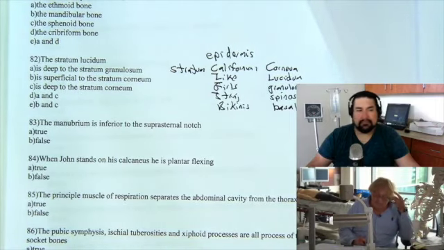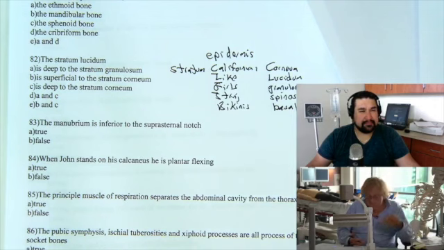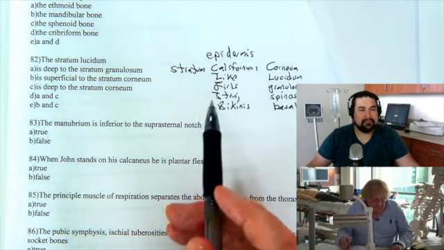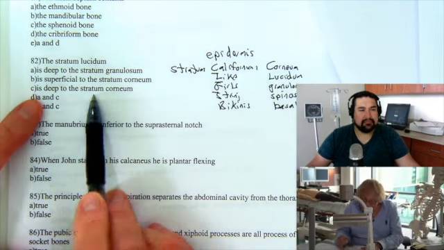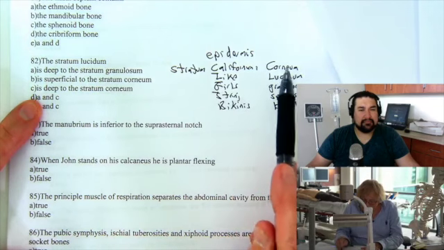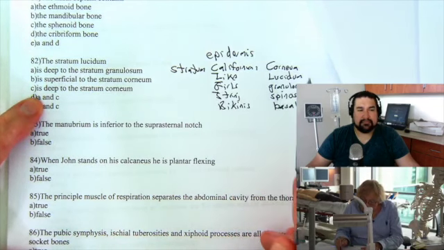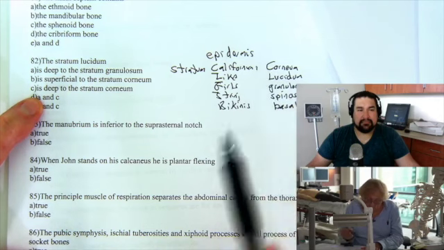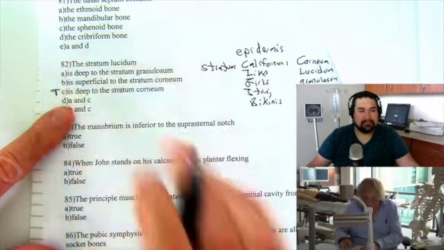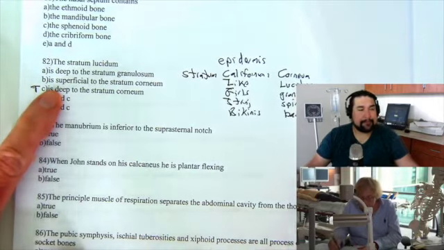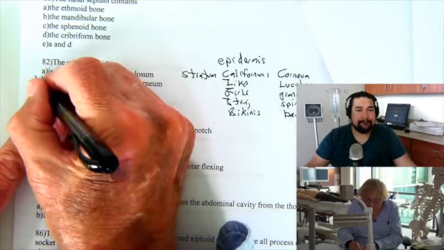Now the question is asking whether something's deep or superficial. Remember, superficial is towards the top of something, deep is what's below it. So let's look at C, for example. Is the stratum lucidum deep to the corneum? Here's the corneum, here's the lucidum. It's deep to it, so we know that C is true. It says the stratum lucidum is superficial to it. No, that's false, just the opposite.